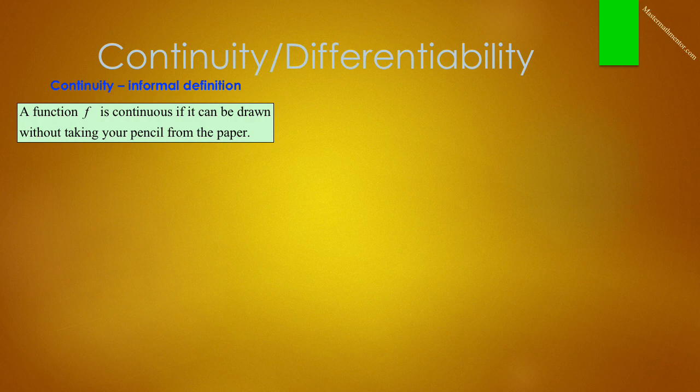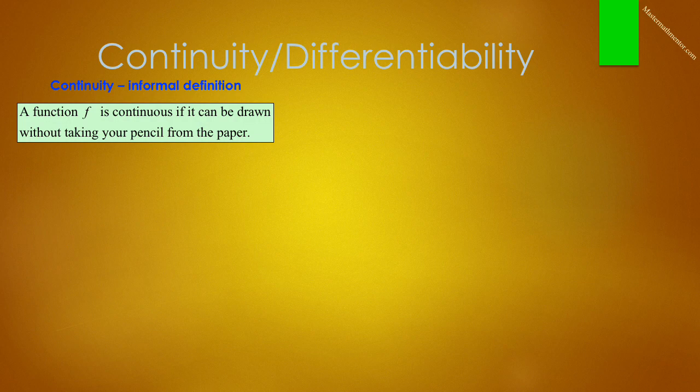Back in our pre-calculus days, and even early in this course, we dabbled in the concept of continuity. The informal definition of continuity is this. The curve is continuous if you can draw it without taking your pencil from the paper. This is a good loose definition, but not a formal one and not even quite accurate.